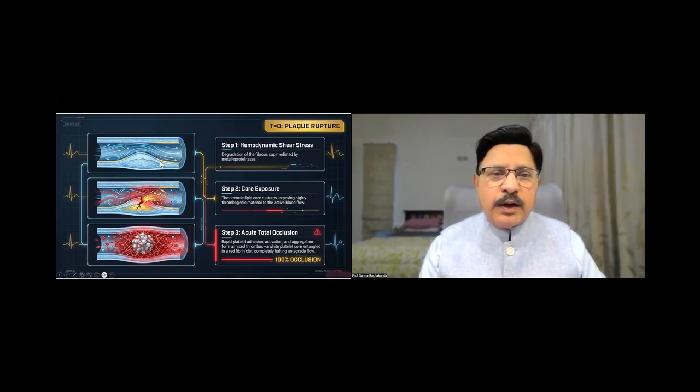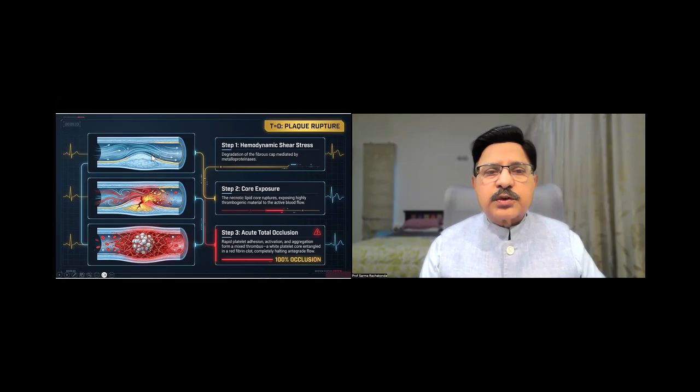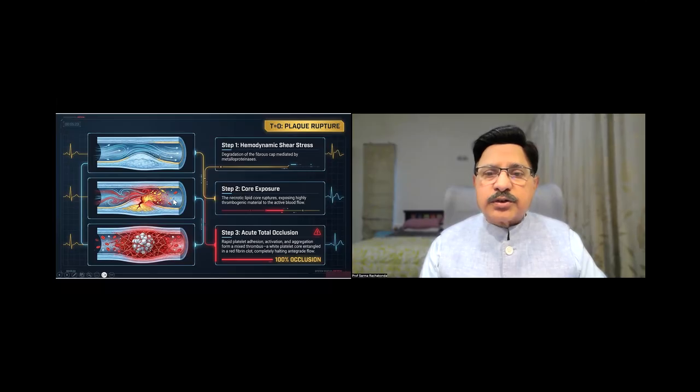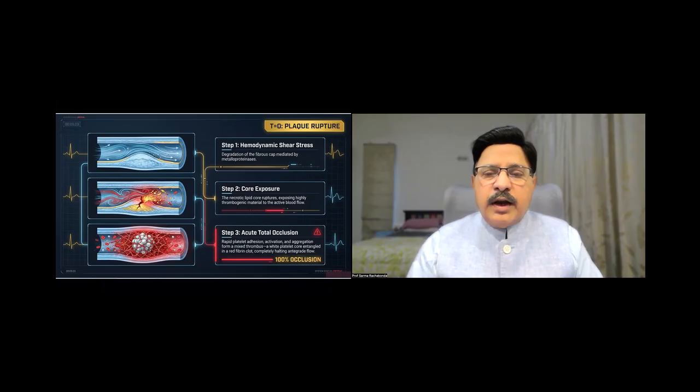There is a plaque already. That plaque may be unstable, and due to the shear stress, due to hypertension, diabetes, other risk factors, the cap gets opened up. Once the cap opens up, the necrotic lipid core is there, the LDL-rich core, and the macrophages and all of them get exposed to the intravascular environment. Then that triggers a cascade of thrombogenesis, a rapid platelet adhesion, activation, and aggregation.